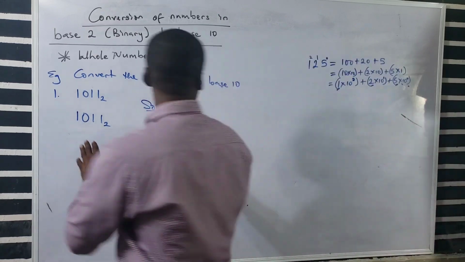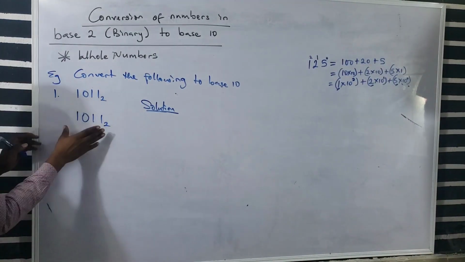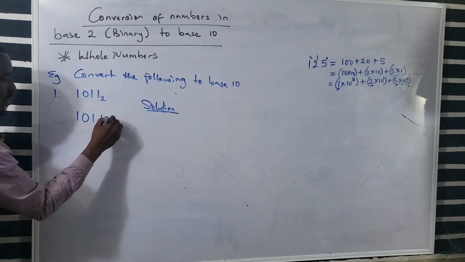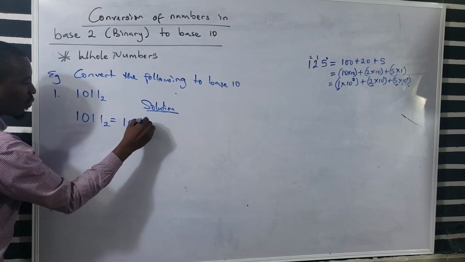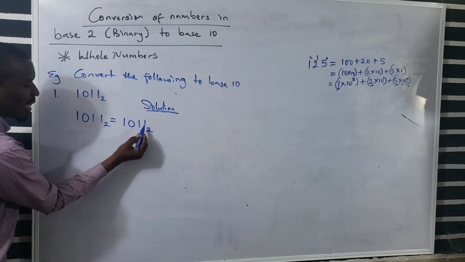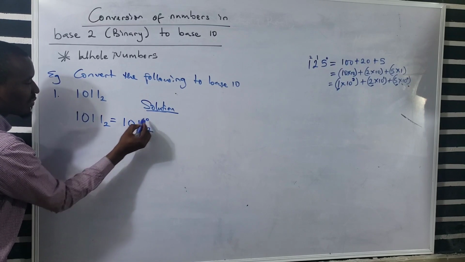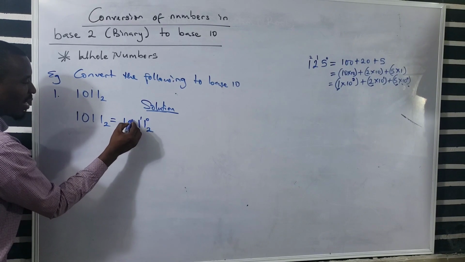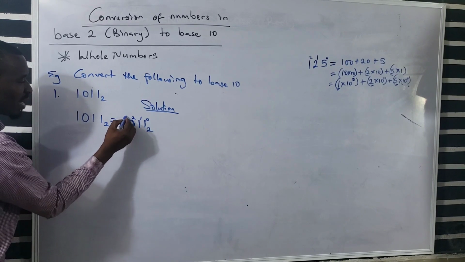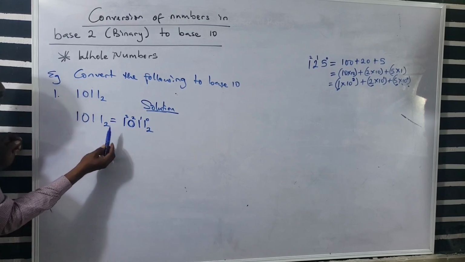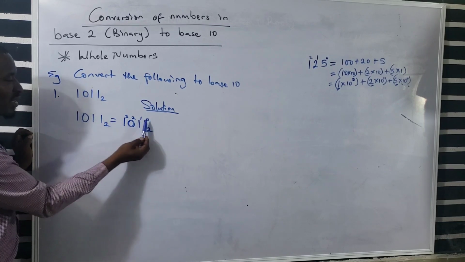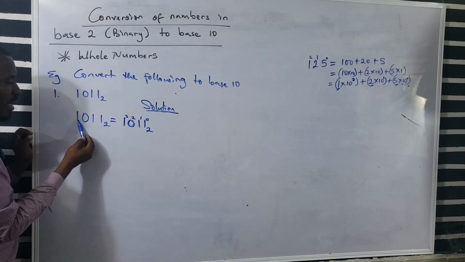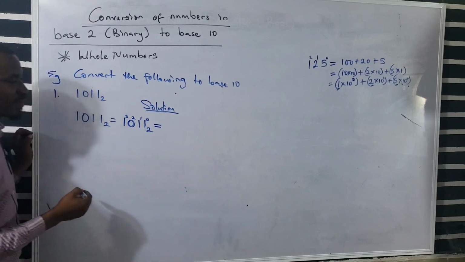When you do the same thing in this particular question, 1011 base 2, when I put my index, the first number here will have 0, the second number will have 1, the third number will have 2, and the fourth number will have 3. Because we normally index from 0. So the first number takes 0, then 1, 2, and 3. Now you expand it.